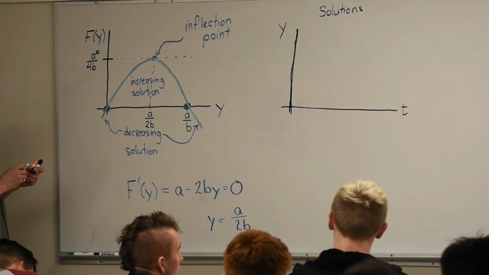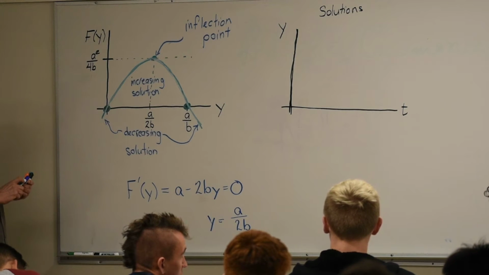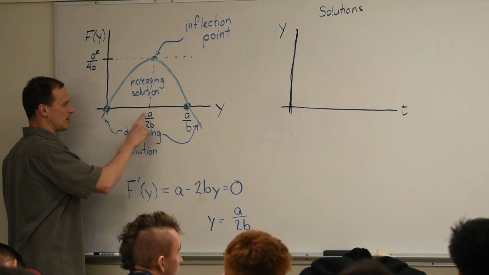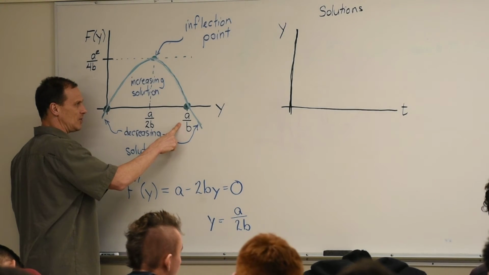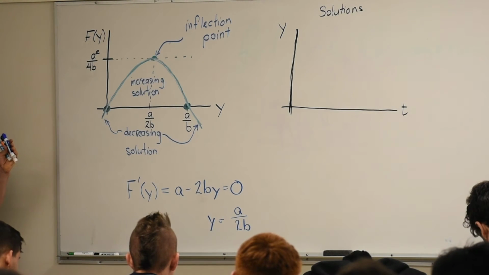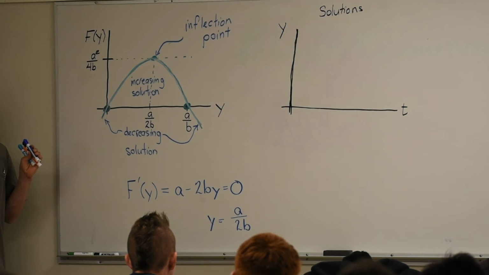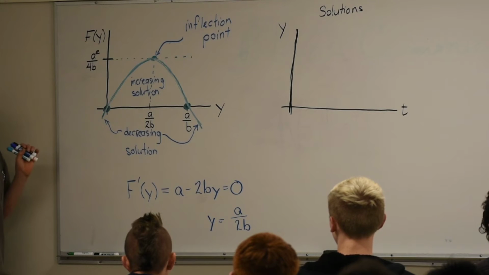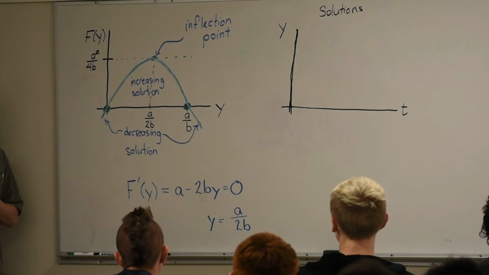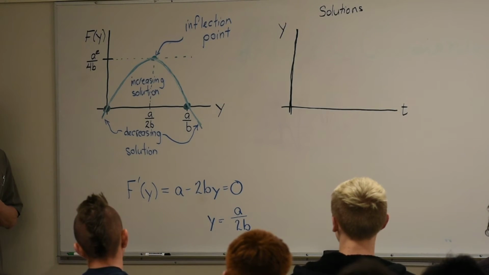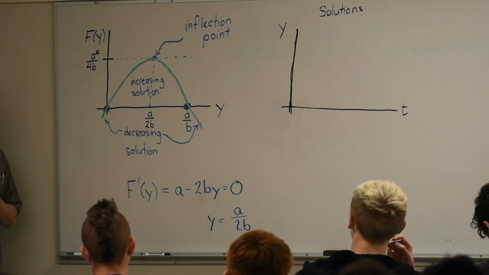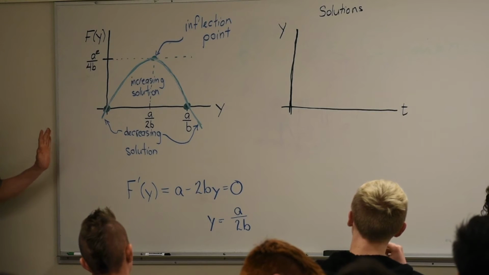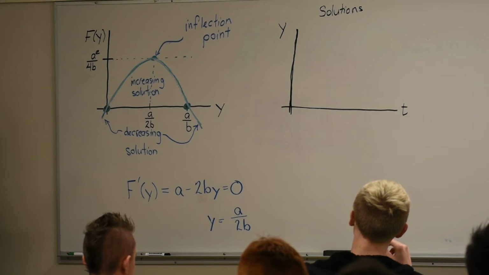Now, we have these points. We have my big dots, my dot at 0 and my dot at a over b. And what is unique about those two dots? It's the derivative is 0. So when the derivative is 0, what do you know about the solution there? It's flat. Yeah, the derivative of that function at that value is flat.